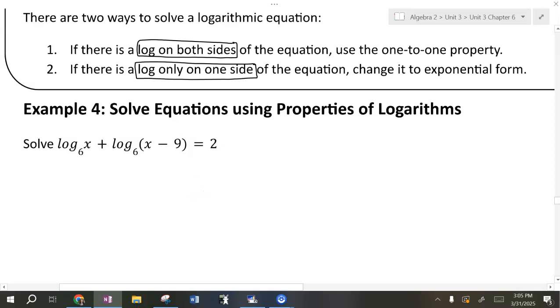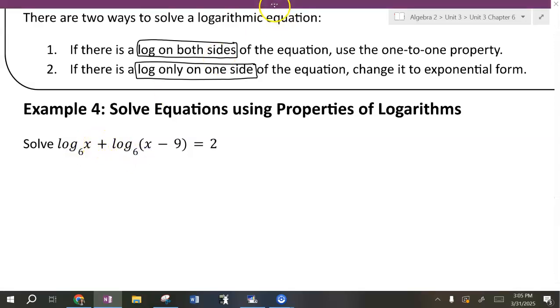Solve this equation: log base 6 of x plus log base 6 of x minus 9 equals 2. This falls under the category of there's only a log on one side, because both of these are on the same side of the equal sign. Now, in order to solve it, the first thing you have to do is combine these together. Anytime you have more than one log, you have to put them together first. So since they're on the same side, we're going to combine these together. They're like terms because they're log base 6.